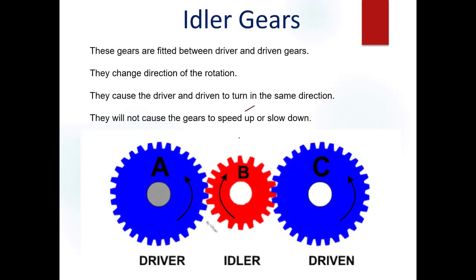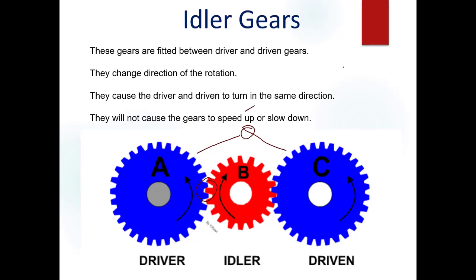Now, we can't talk about gears without talking about an idler gear. An idler gear sits in the middle of two other gears. Now, there's a couple of things an idler gear does. The first one is it allows us to separate the driver and the driven a bit more. The second thing it does is it changes the rotation of the driven. Now remember, if you have two gears together, they turn in opposite directions. So if A is turning anti-clockwise, B is turning clockwise. If B is turning clockwise, C is turning anti-clockwise. So A and C are both turning in the same direction.